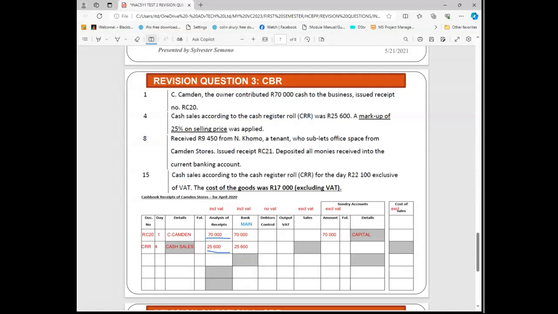Now, where do you think we go from here? Because this is not complete. Then we calculate the output VAT. Perfect. It will be 25,600 times 15% over 115, yes, 15 over 115. It is 3,339 comma 13 cents. Perfect.